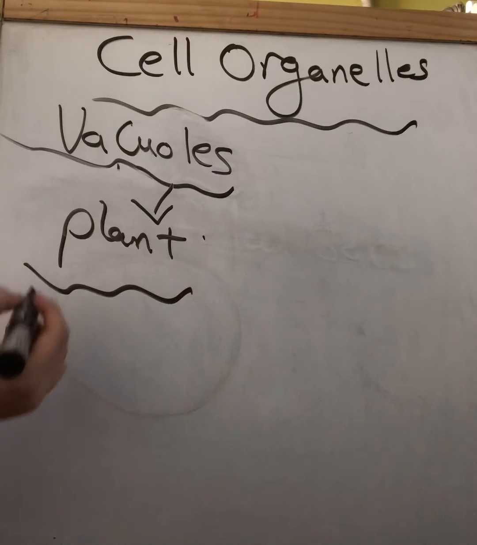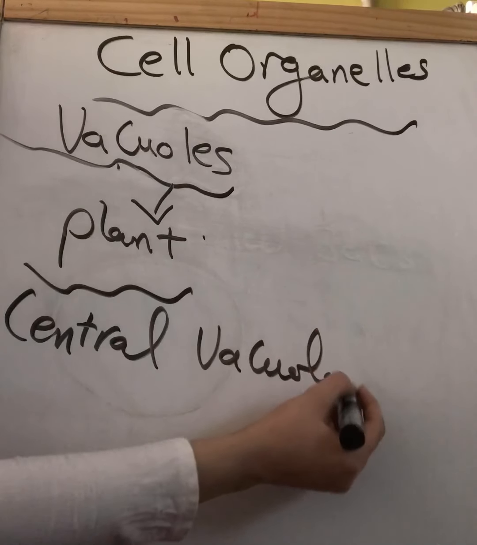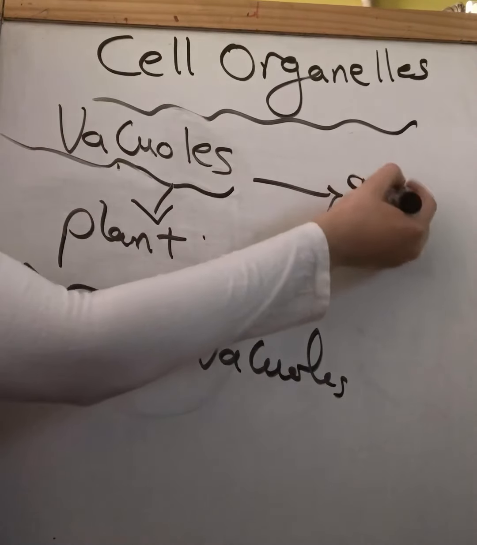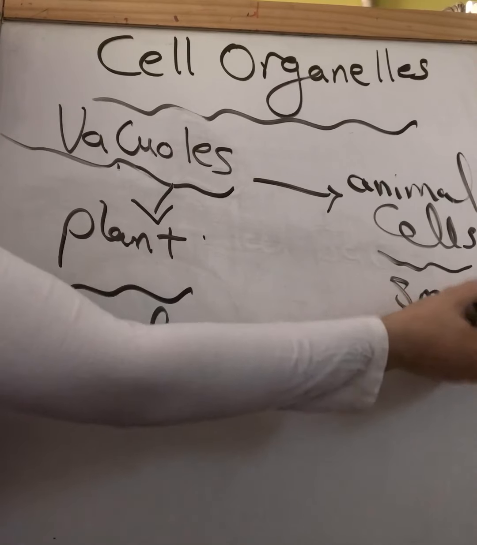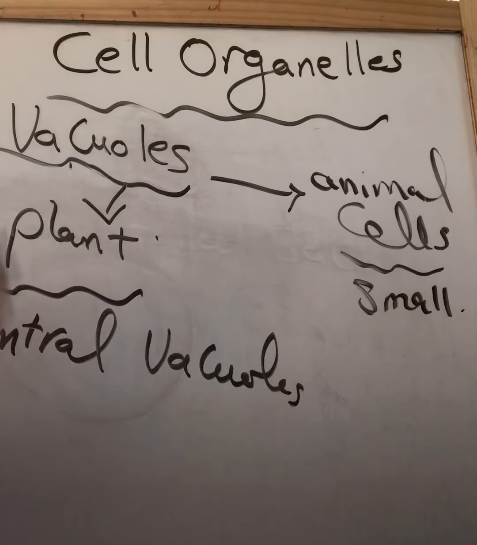There are large vacuoles called central vacuoles. Each plant cell has a large central vacuole. What about animal cells? Animal cells have small vacuoles for different functions. Different functions like what? Like storing or carrying substances like food particles, inorganic ions, enzymes, according to the function of the vacuole.